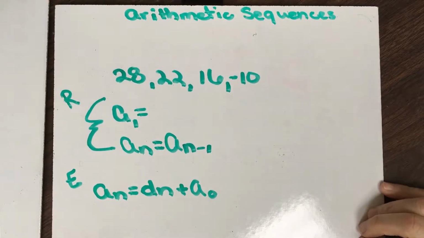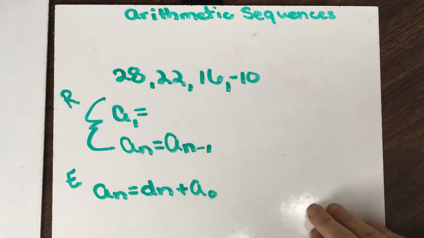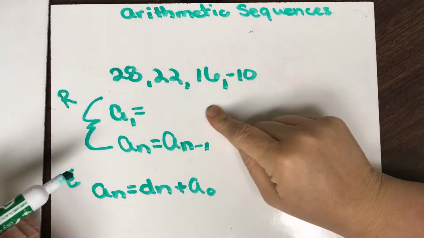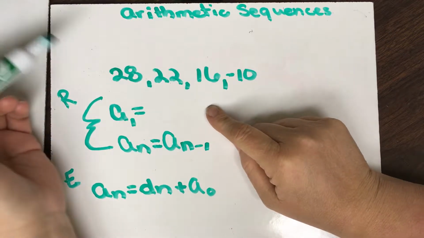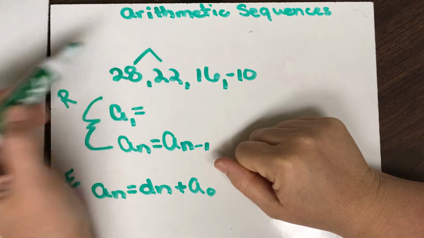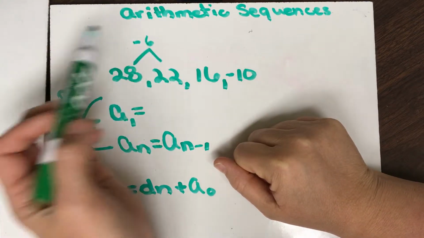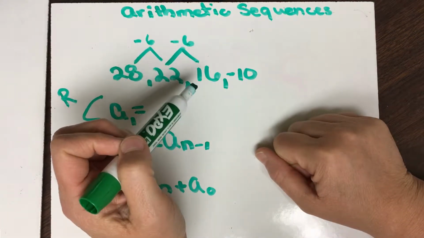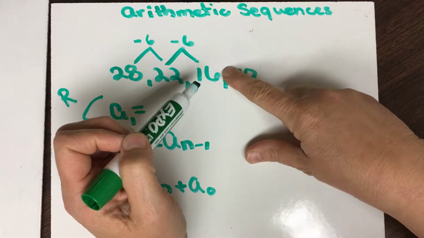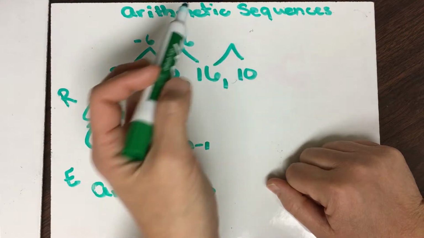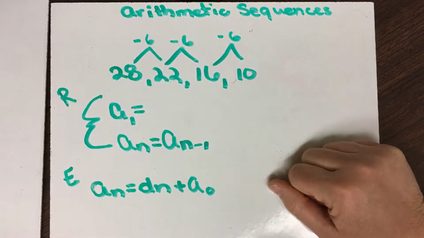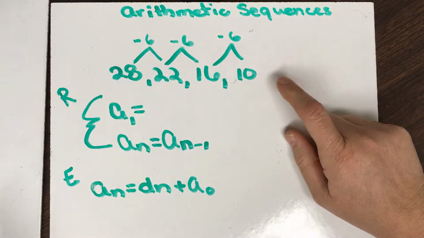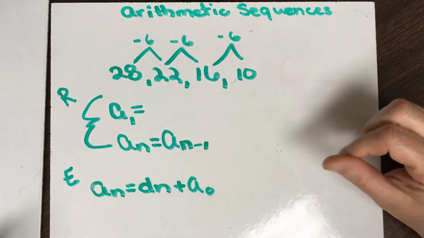Okay, this time we're looking at arithmetic sequences, and I have a small sequence set up right here, so we have to figure out what is happening between our sequence. So from 28 to 22 is a subtraction of 6, 22 to 16 is a subtraction of 6, and 16 to 10 is a subtraction of 6. So I can pretty confidently tell that we have a pattern here in our sequence. That is to subtract 6 each time.